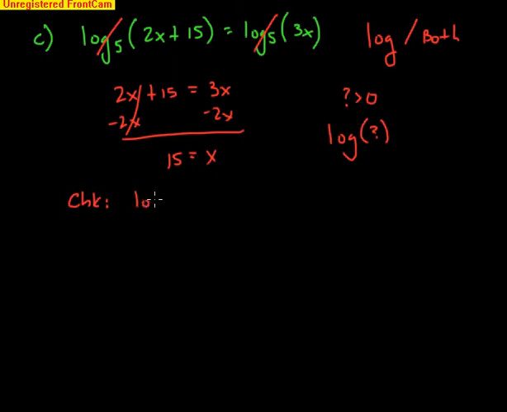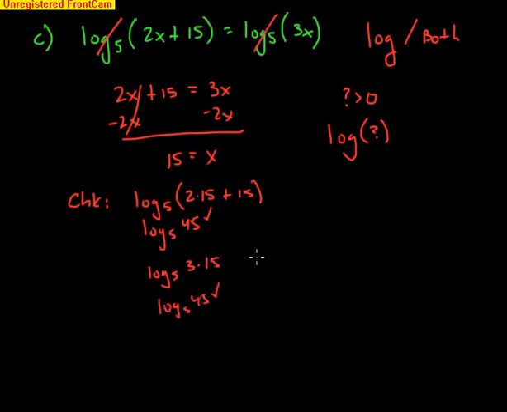So we just check by plugging in. Now I have to do it to both sides. Log base 5 of 2 times 15 plus 15. That's going to be 30 and 45. That's log base 5 of 45. So that checks out good. And log base 5 of 3 times 15. That's log base 5 of 45. And that checks out. Both positive. Life is good. Here is my answer, 15. So that's if you have logs on both sides.